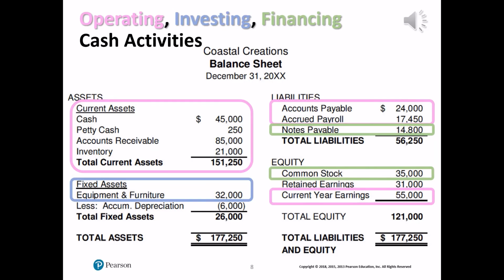You will be given a list of changes that have affected cash, and you'll need to identify those as either an operating activity, investing activity, or a financing activity. You'll also need to identify whether that activity has increased cash or decreased cash.